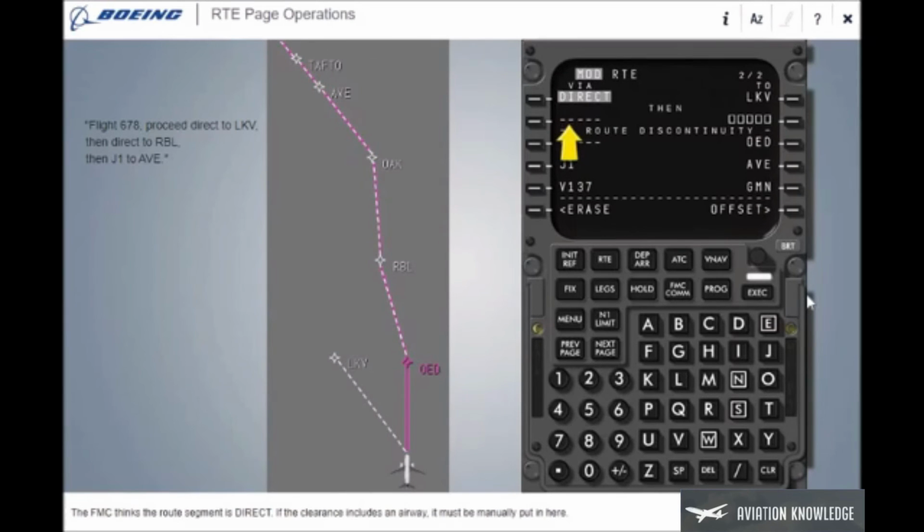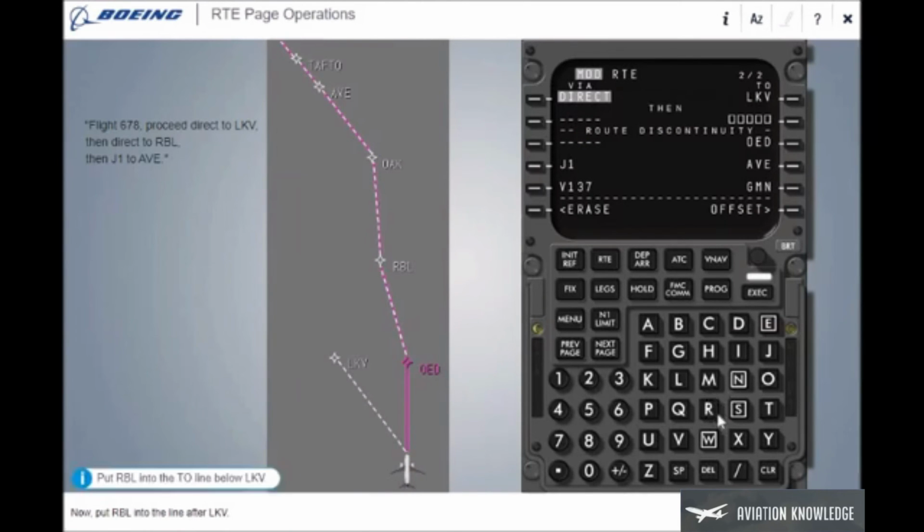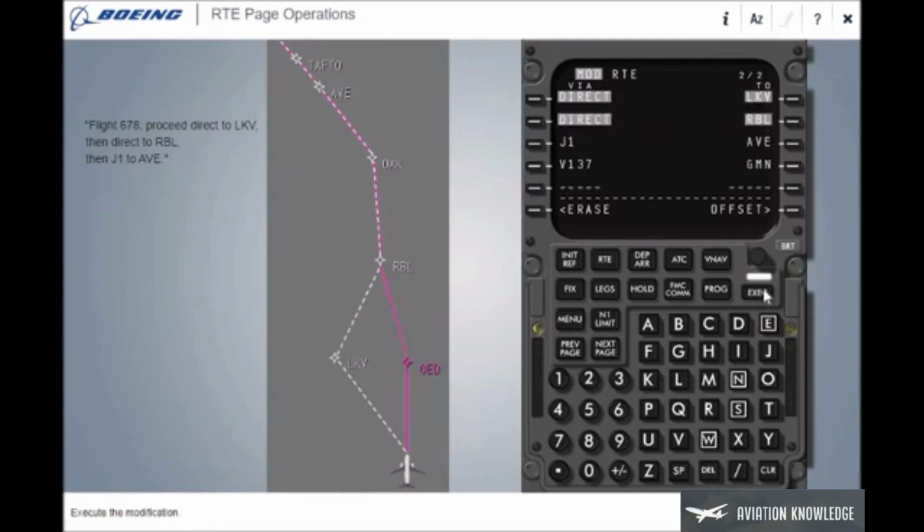The FMC thinks the route segment is direct. If the clearance includes an airway, it must be manually put in here. Now put Red Bluff into the line after Lakeview. Execute the modification.